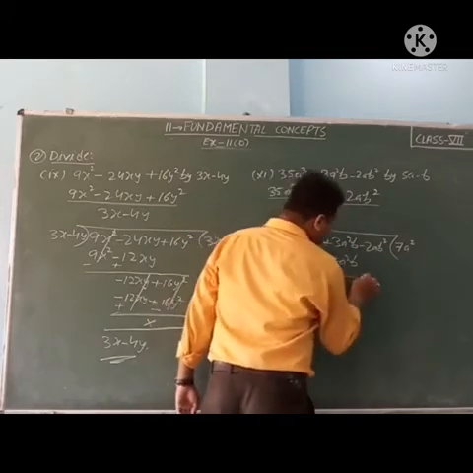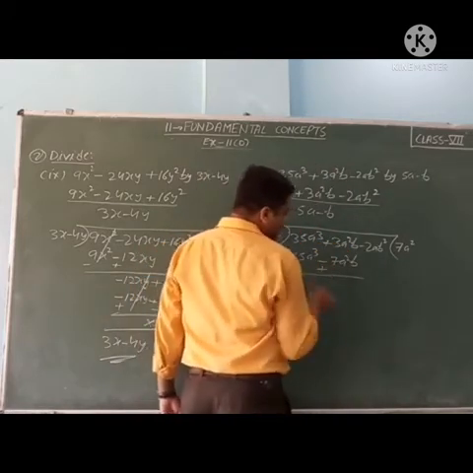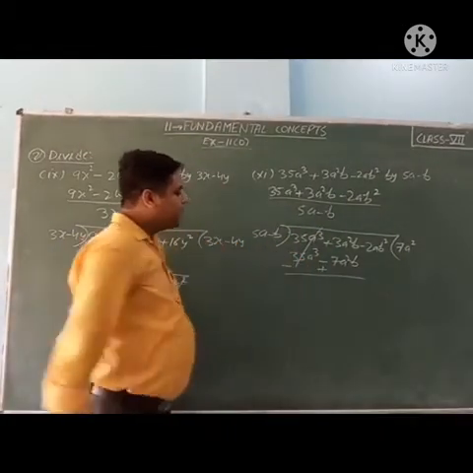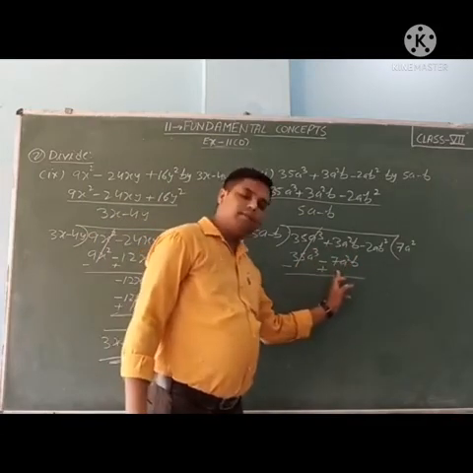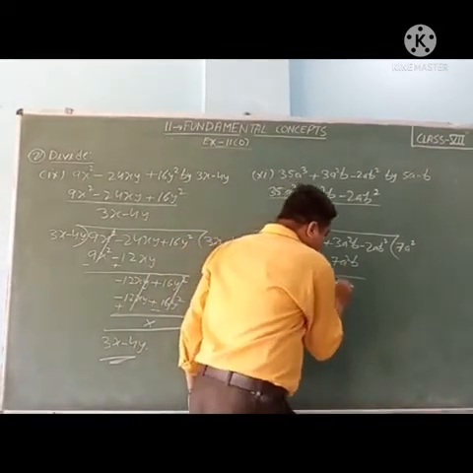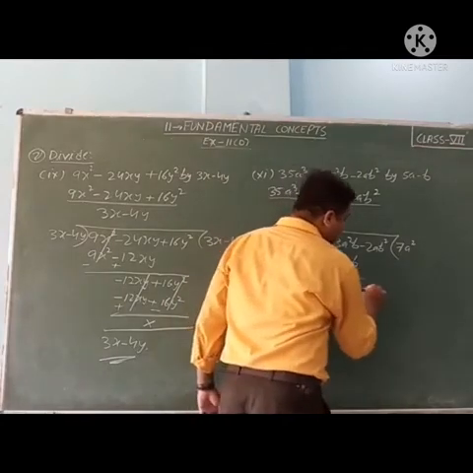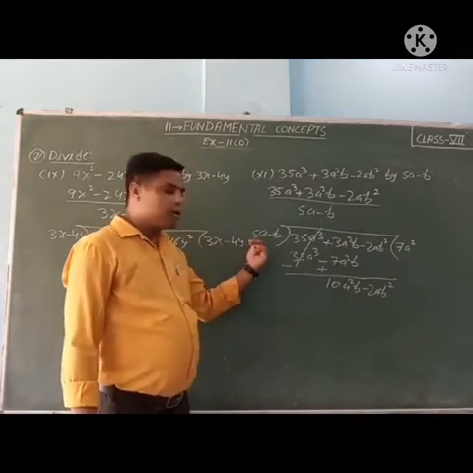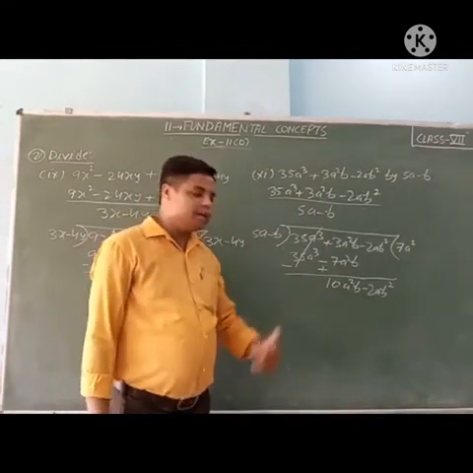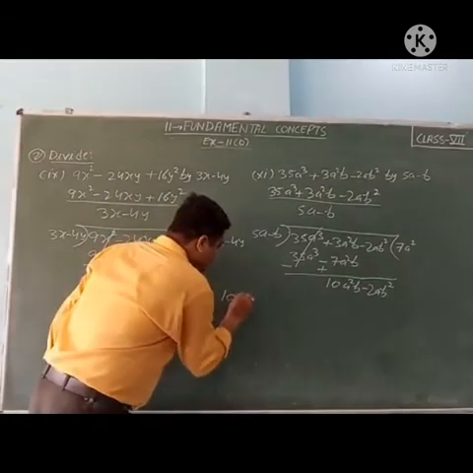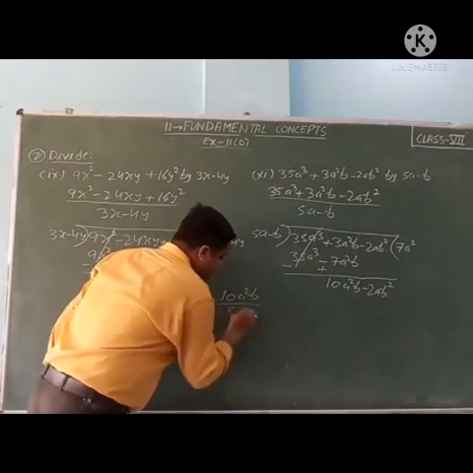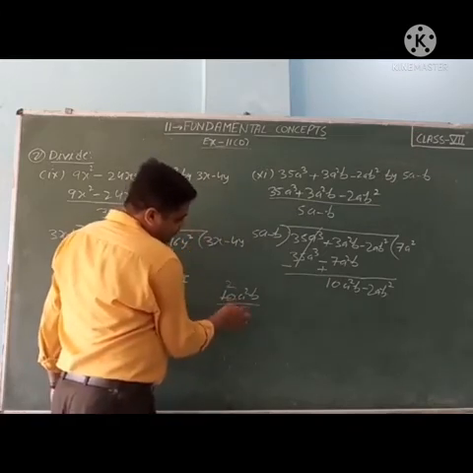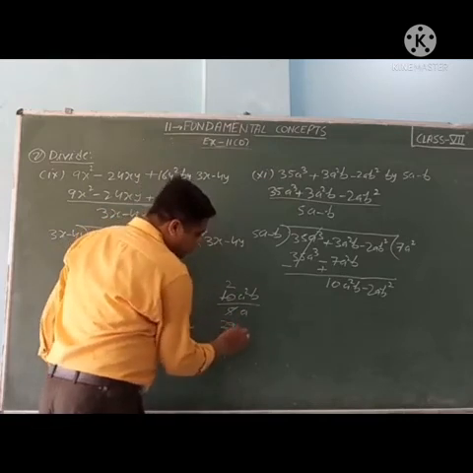Then change the sign. Plus changes to minus, minus changes to plus. 35a cube minus 35a cube cancel. Then plus 3a square b plus 7a square b means 10a square b. Then we will take minus 2ab square also. Now by which number or term we will multiply 5a, that will become 10a square b. See, 10a square b upon 5a. 5 twos are 10. Here a square, here a. It means only a. Then we will take b also.